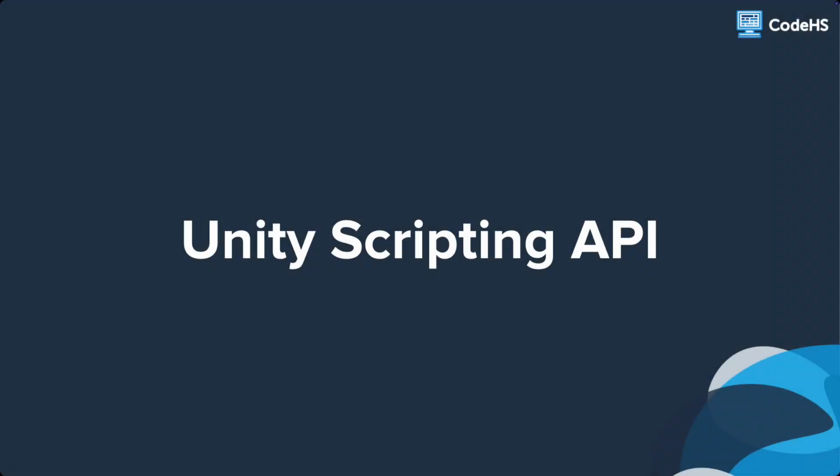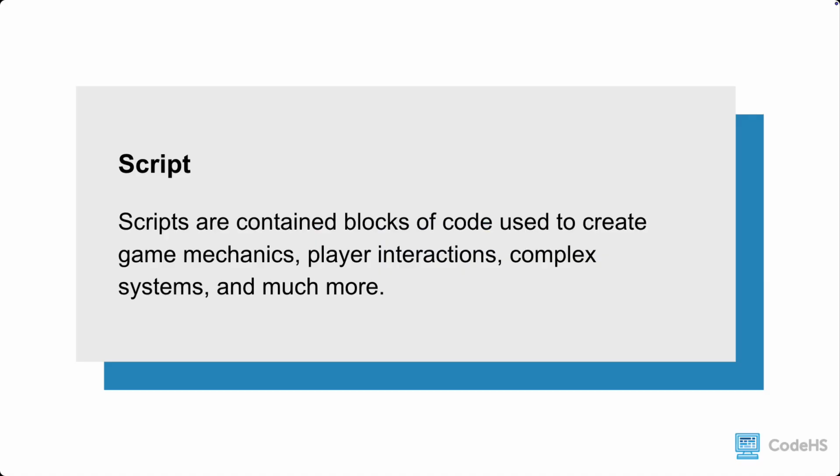Hi! In this lesson, you'll learn about programming languages used in game scripts and the Unity Scripting API. Scripts are contained blocks of code used to create game mechanics, player interactions, complex systems, and much more. All scripts are written in a specific programming language based on the game engine they're used with.